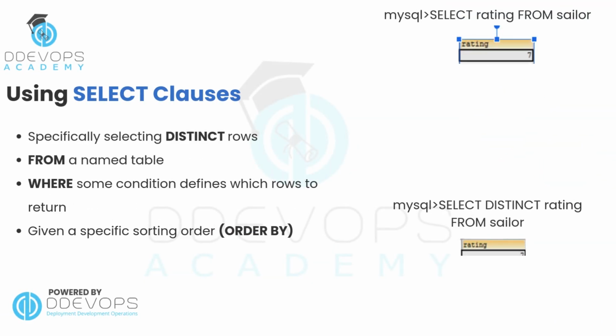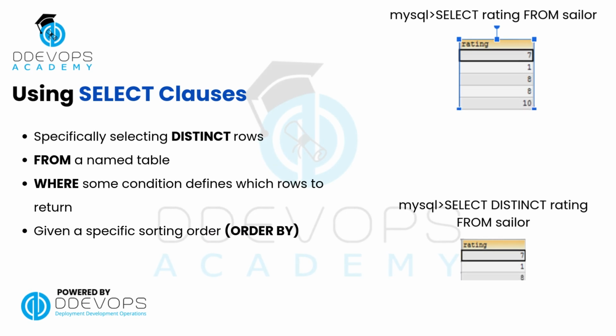How select clauses work in SQL. When you use select rating from sailor, it returns all ratings, including duplicates. But if you want only unique ratings, use select distinct rating from sailor. Distinct filters out repeated values, giving you a cleaner result set. This is especially useful when analyzing categories or summarizing data.